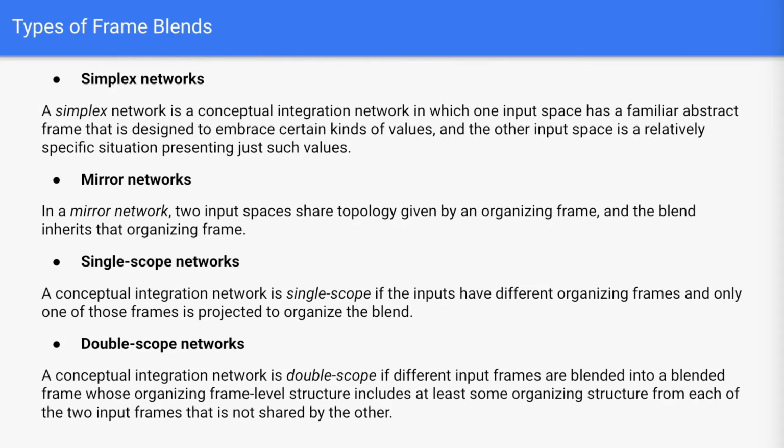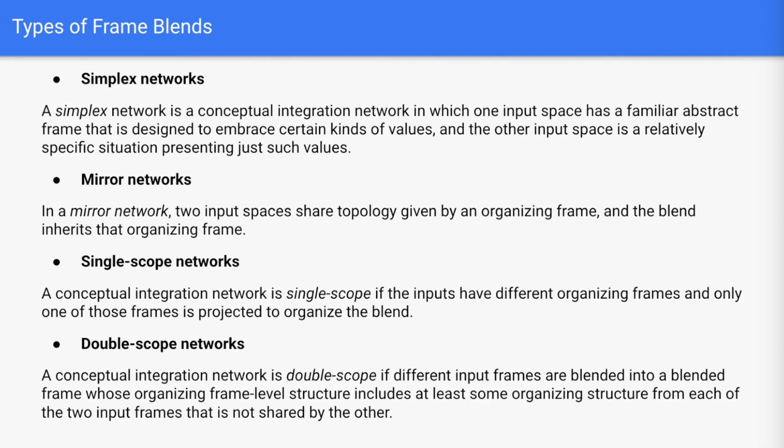There are four types of frame blends. First, the simplex network. A simplex network is a conceptual integration network in which one input space has a familiar abstract frame that is designed to embrace certain kinds of values, and the other input space is a relatively specific situation presenting just such values. And second, the mirror network.